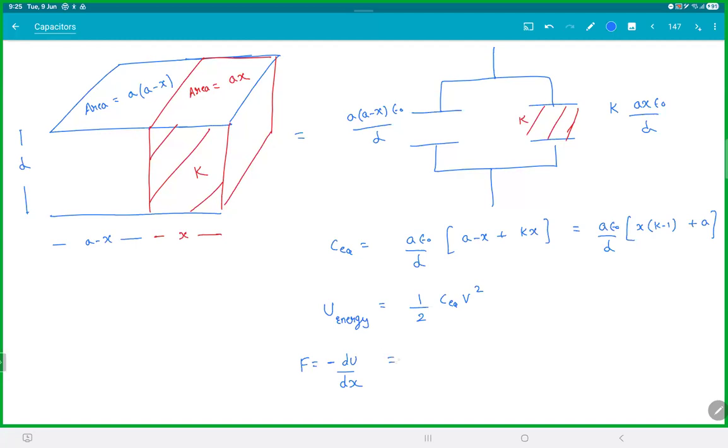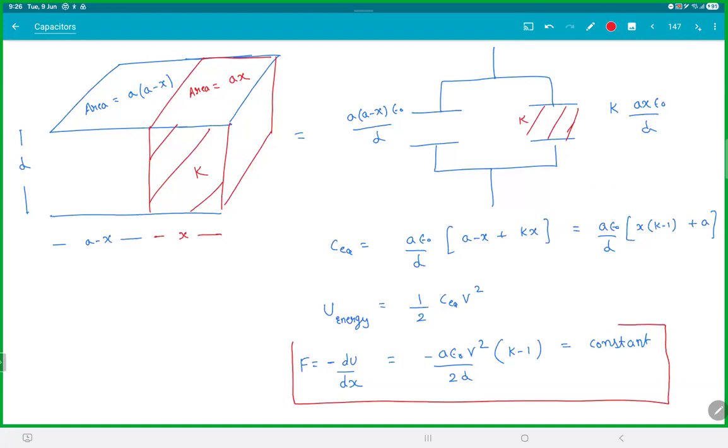So differentiate this function. When you differentiate this, you end up with minus A epsilon V square by 2D. If you differentiate this function with X, that A is a constant, you end up with K minus 1. You get a pretty interesting answer. You get a constant force. Observe this. It does not depend on X. Whether the slab just entered or is a quarter inside, it doesn't matter. The force is always constant. The negative sign indicates attraction. So the slab is always pulled inside with a constant force, which is a result you should definitely remember.